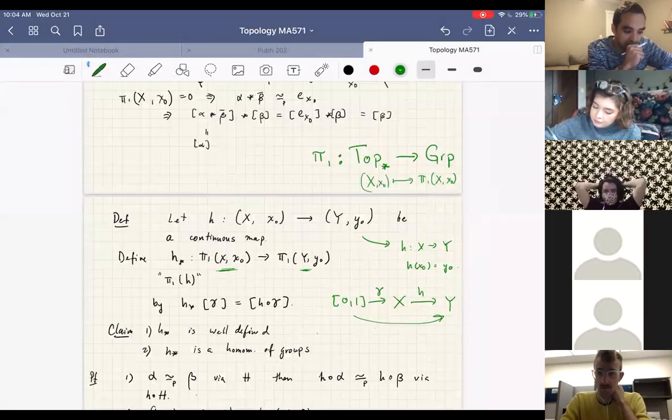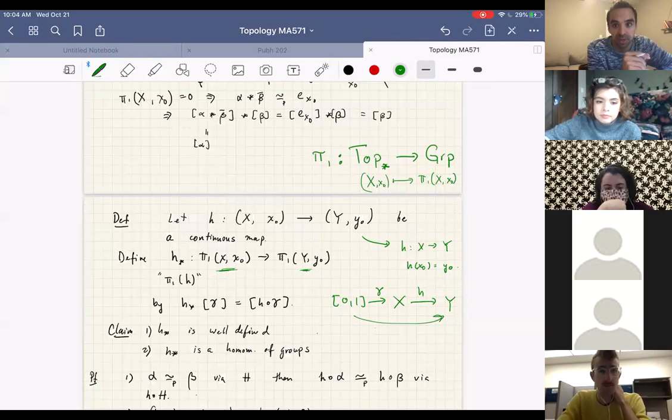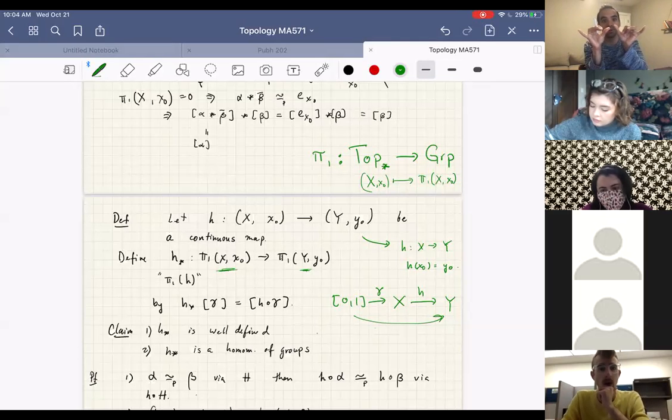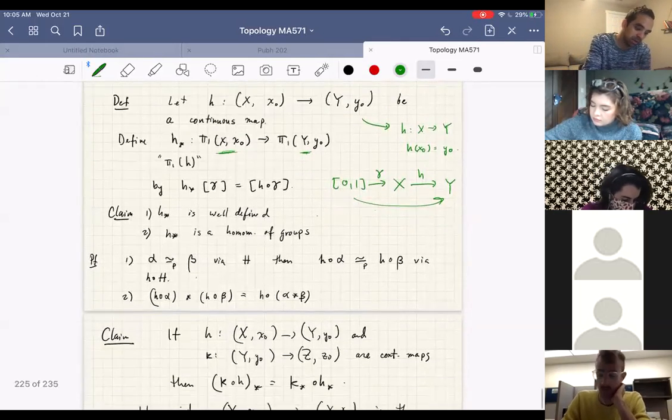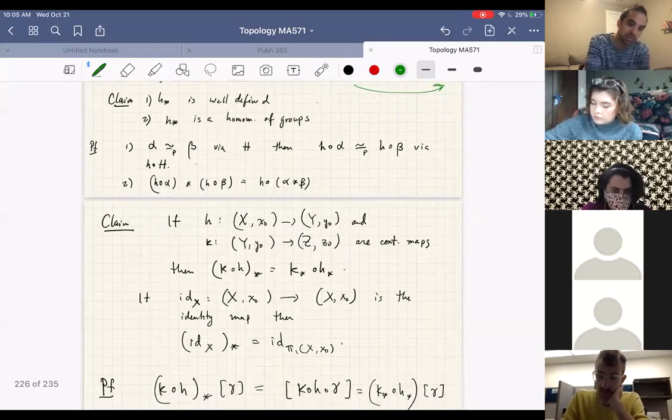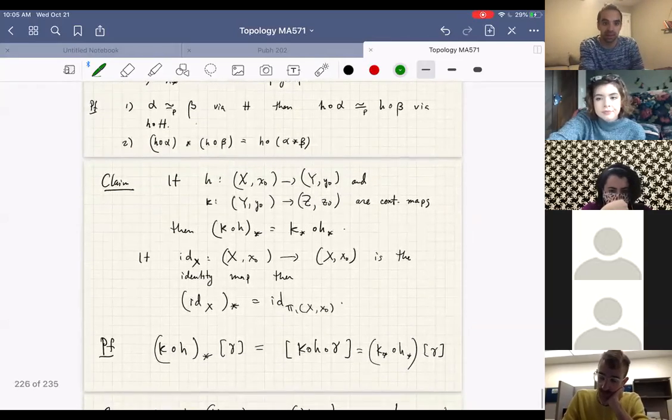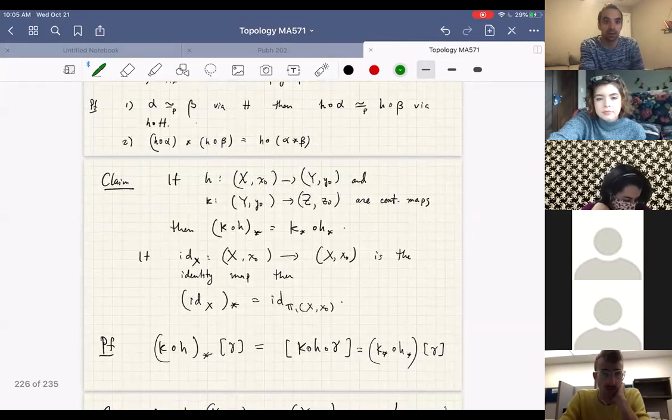Oh, and actually, I'm missing something in order to say that's a functor, which is that this is compatible with compositions, right? If you compose maps of topological spaces, then that goes to the composition of maps between groups, and that's the next claim. So not yet. You need this claim in order to say that this construction pi1 is that of a functor.